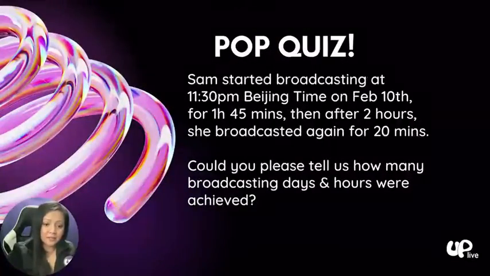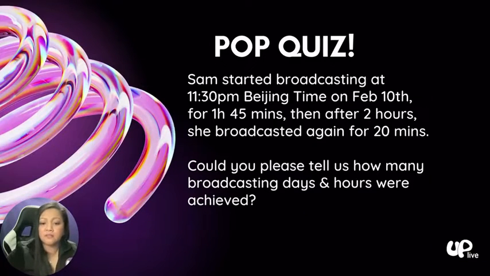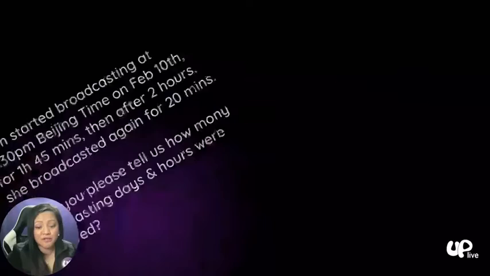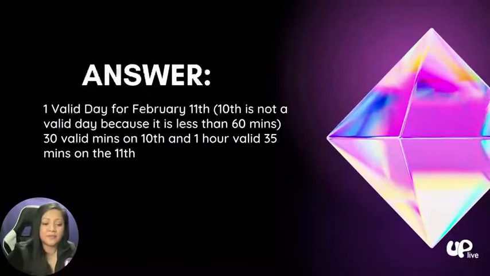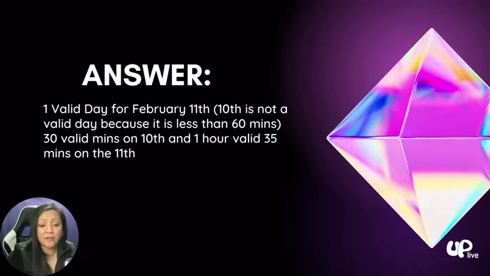Here's a pop quiz. Sam started broadcasting at 11:30 Beijing time on February 10th for 1 hour and 45 minutes. Then after 2 hours, she broadcasted again for 20 minutes. Could you please tell us how many broadcasting days and hours were achieved? Here's the answer: 1 valid day, February 11th. The 10th is not a valid day because it is less than 60 minutes. 30 valid minutes on the 10th and 1 hour 35 minutes valid on the 11th.